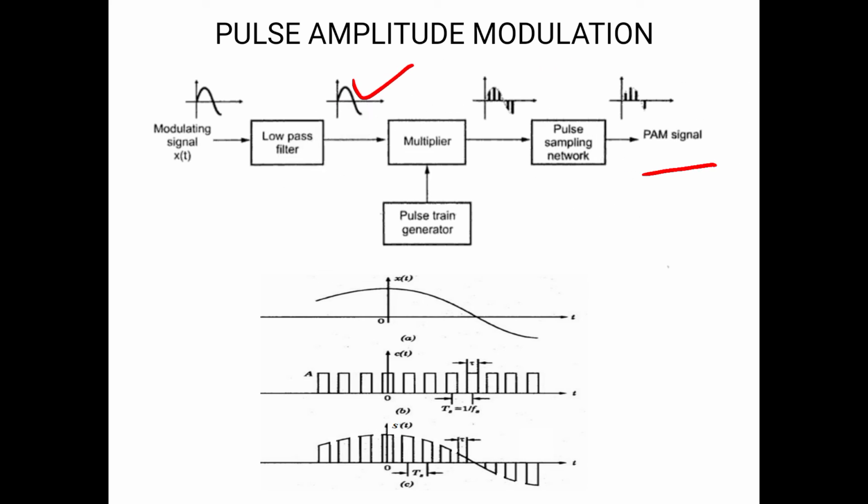Observe these waveforms. The first waveform is the modulating signal or message signal, and the second waveform is the pulse train generator output, which is like a carrier signal. The last one is the PAM modulated wave. Observe this PAM modulated wave: the amplitude is varying in accordance with the amplitude of the message signal. This is about PAM modulation.